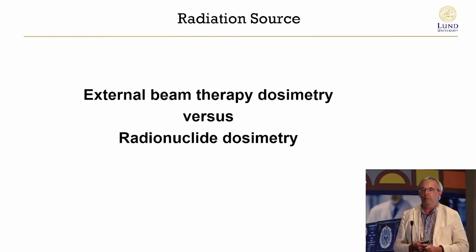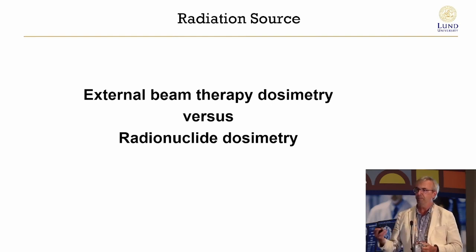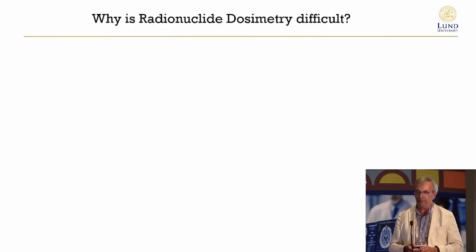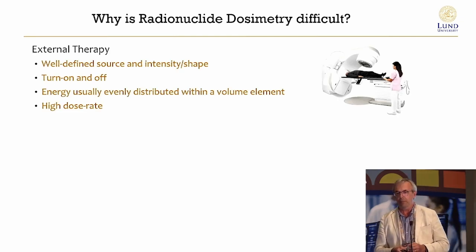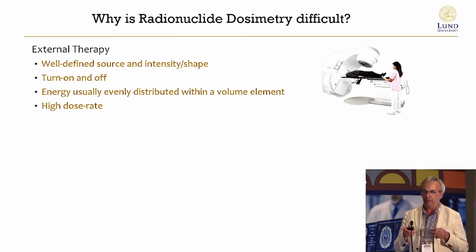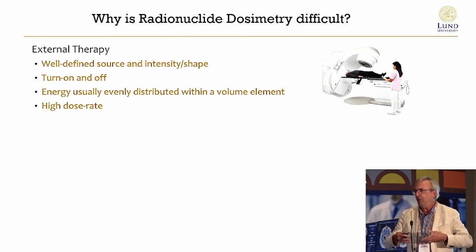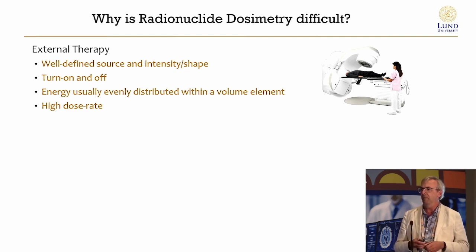I would also talk a little bit about external radiation therapy versus radionuclide therapy, because we also have a modality that irradiates and treats people with tumors by an external source. So if we look at the difference here, external therapy has a very well-defined source, and you can model and control the intensity and shape of the source. You can turn it off, you can turn it on, and the energy that is deposited in the body is very uniformly distributed because it doesn't rely on an active uptake. It comes from outside. And you get it at a high dose rate, so you can have a short, very intense exposure.